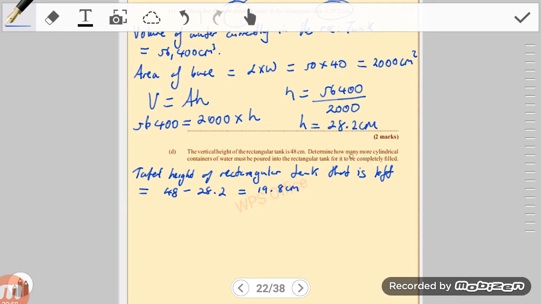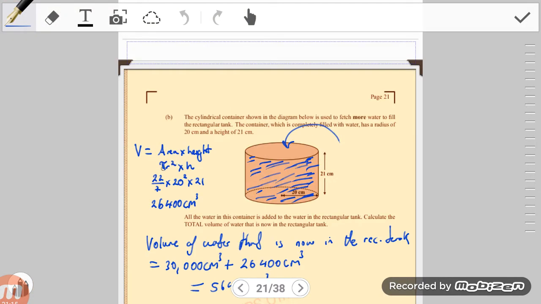Now they want to find out how many more cylindrical containers of water must be poured into the tank for it to be completely filled. We know that the total volume of the cylindrical tank is equal to, we had worked it out here, pi r squared times h. So this is the total amount of water that can be poured to fill this complete tank here.